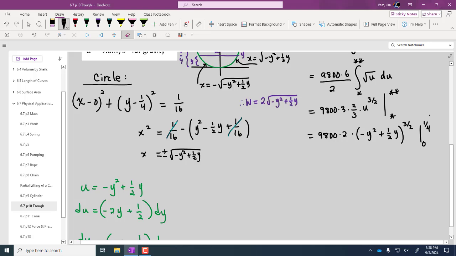And still, we're going to have to do a little bit of work, but that's where we're at. Okay, so we have 9,800 times 2, which of course we can multiply whenever we're ready. Plugging in 0 gives nothing. We're going to have minus 1/16 when we square the quarter, plus 1/8, all raised to the 3/2 power. So that is our answer.